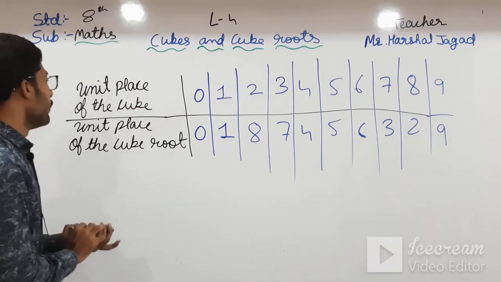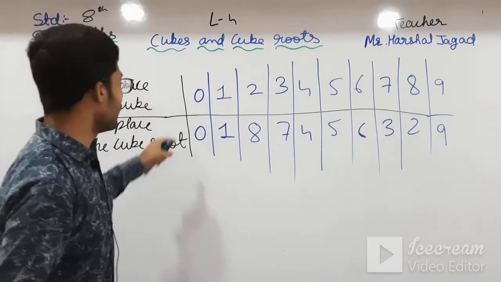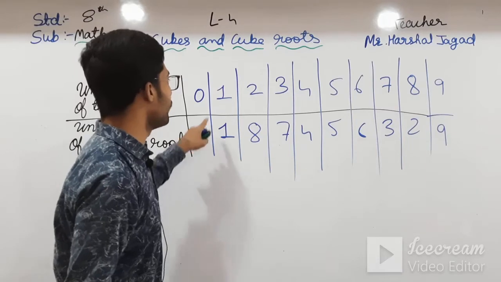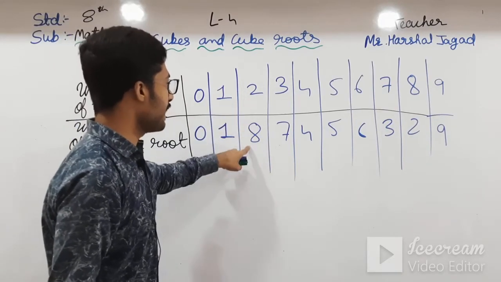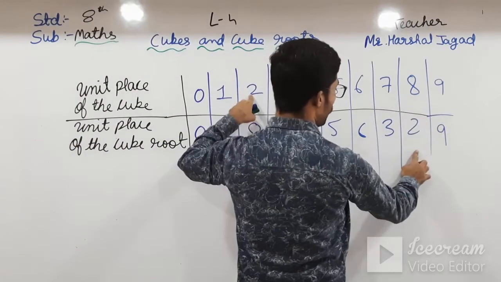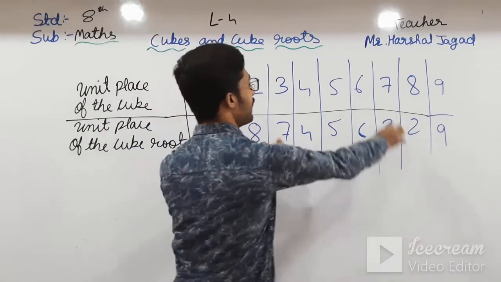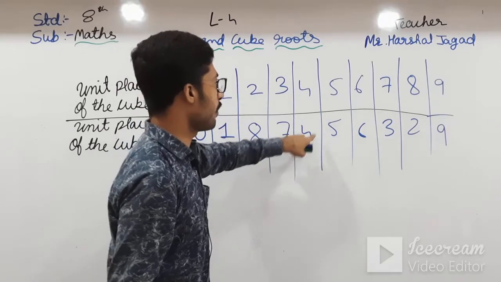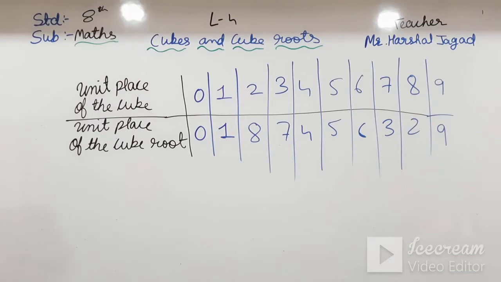If in the unit place of the cube there is 0, then if we take its cube root, its unit place also has 0. If there is 1, then it also has 1. If there is 2, then it is 8, and if there is 8, it is 2. Here it is inverse. If there is 3, then it is 7, and if there is 7, then it is 3. Then if there is 4, then 4, 5 then 5, and 6 then 6. Okay students, if you have to note this down, you can note it down.